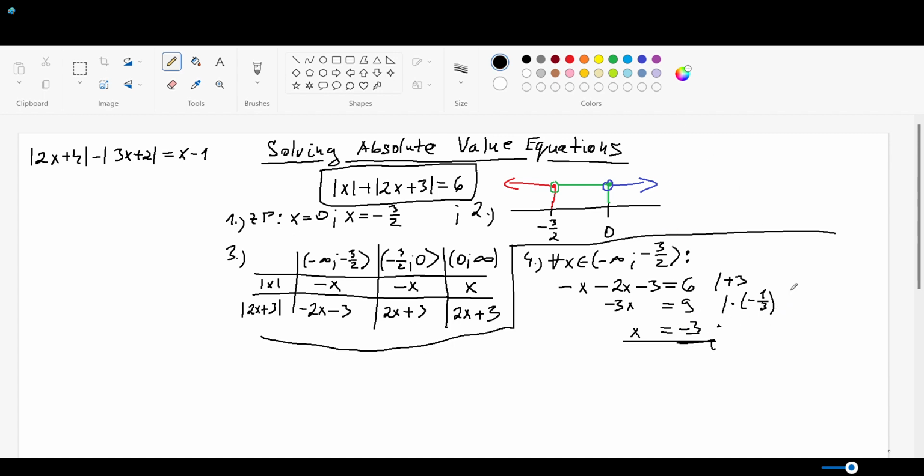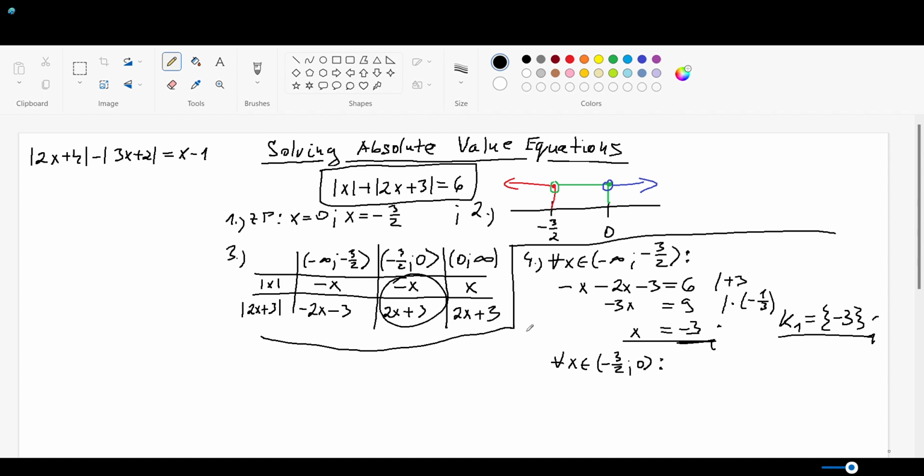Then you can make the conclusion that the set of the solution for the first interval, or for the first case, is a one element set, negative 3. So this is my first solution. Next thing we have to do is to find what x is equal to if x is from the interval negative 3 over 2 to 0.